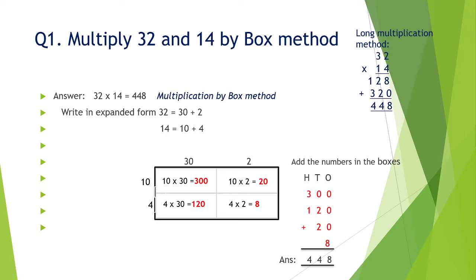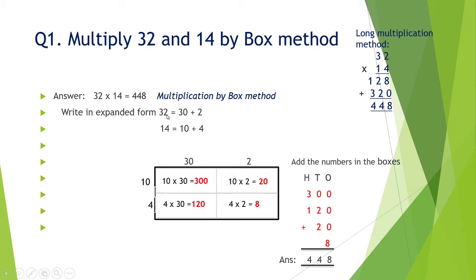Let's solve the question. Here our question is: multiply 32 and 14 by the box method. So we have to find the product of 32 and 14 by the box method. What's our first step? We have to write 32 and 14 in expanded form, and we all know the sum of place values of all digits of a number is known as expanded form. So the expanded form of 32 is 30 plus 2, and 10 plus 4 is the expanded form of 14.